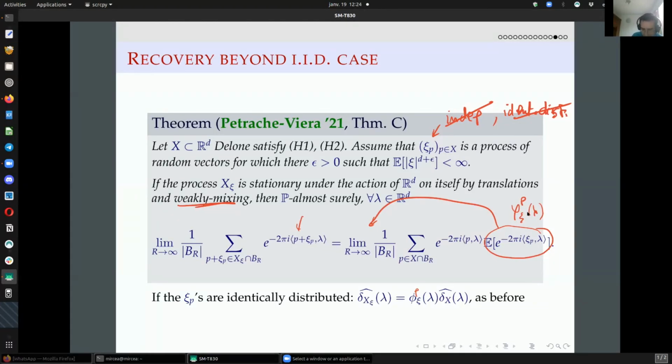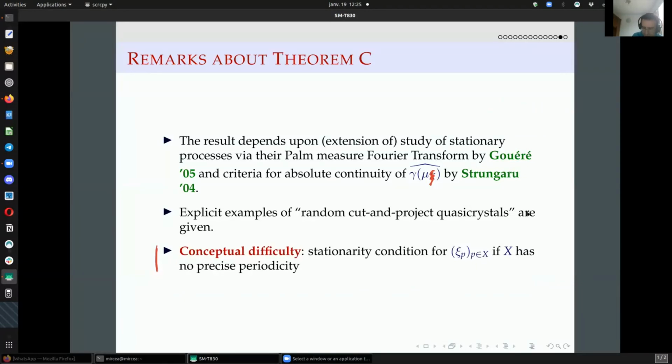If the set is periodic, it is easy, but if X has no precise periodicity, if X is a quasi-periodic set, there is an interesting interplay between what stationarity means and how I can quantify this almost stationarity that I get, in order to get this kind of splitting of the Fourier transform as if it was a convolution. So there is a conceptual difficulty there, which is bypassed by our theorem C. But it's an interesting question: how can you define stationarity or quantitative almost stationarity for a periodic set?